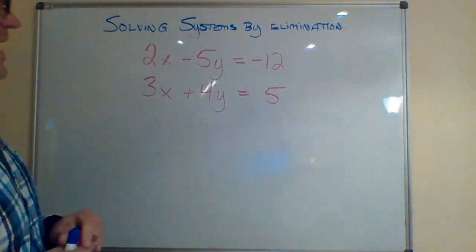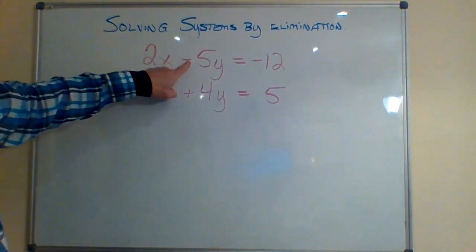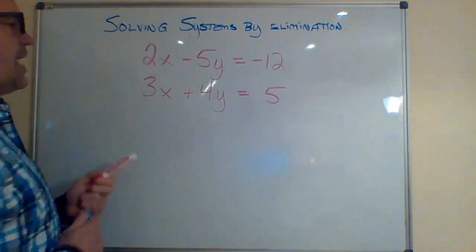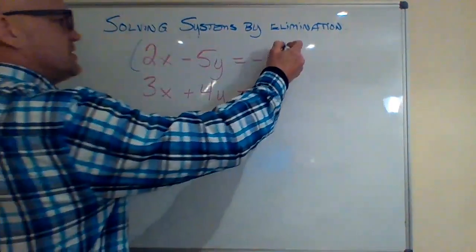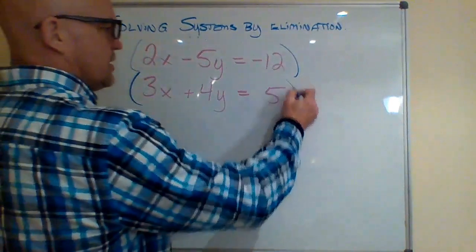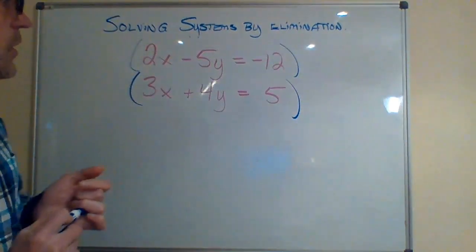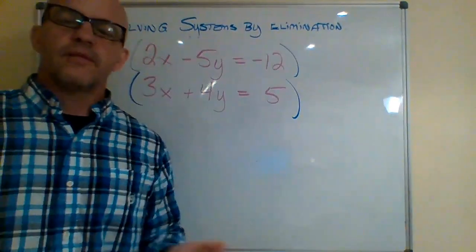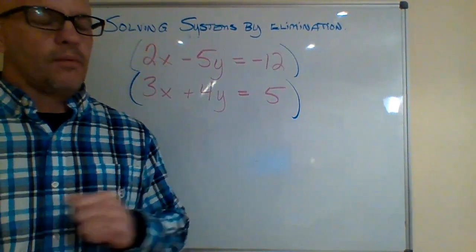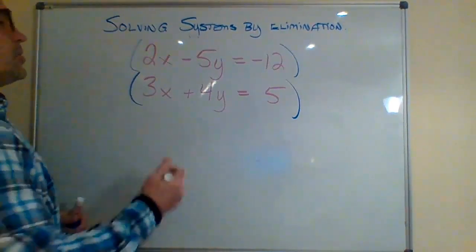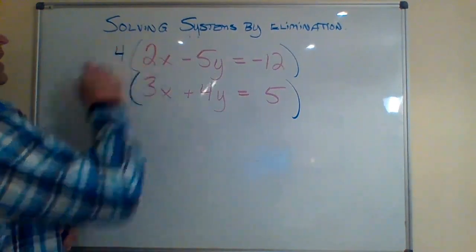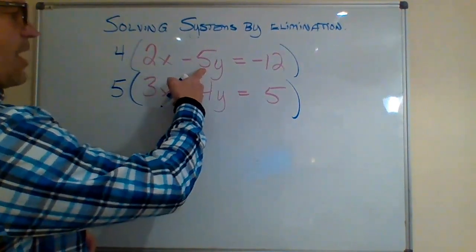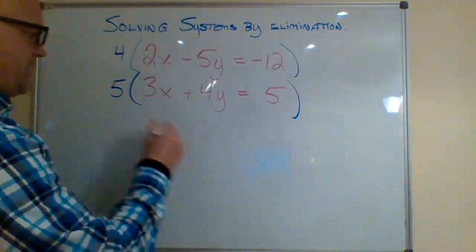I'm probably going to take a look at that and say, well, since this guy's already negative and this guy's already positive, I'm going to go after the y's. I'm going to multiply this top equation by something and the bottom equation by something to have them eliminate. So searching through the multiples of 5 and 4, I realized that I could turn them both into 20. One -20, one +20. So I'm going to multiply the top one by 4. I'm going to multiply the bottom one by 5. That should give me a -20y and a +20y, and then they'll eliminate.